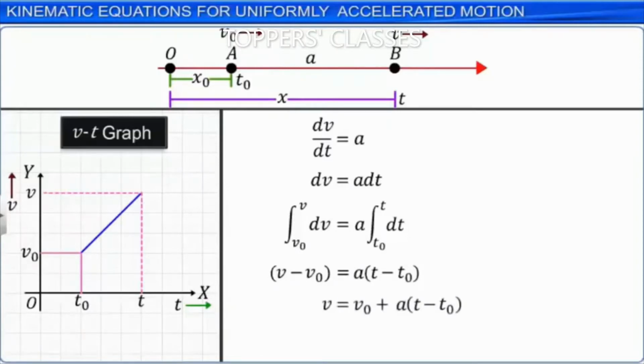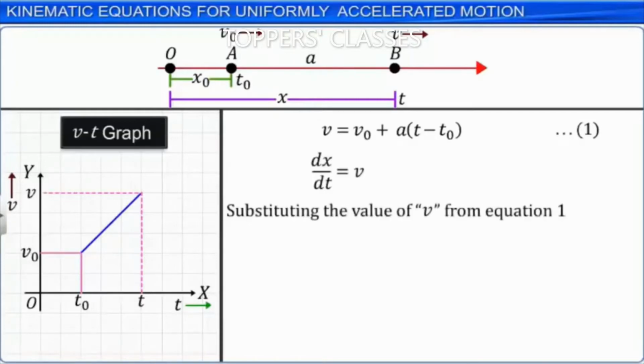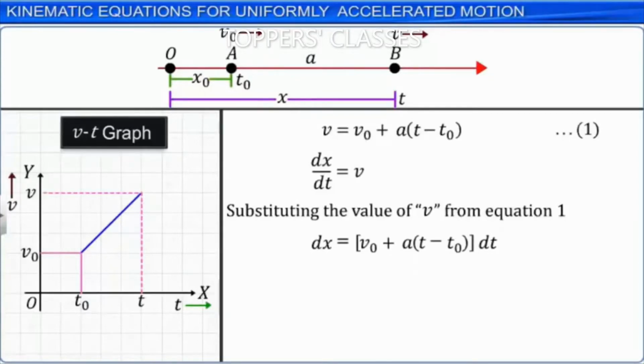We know that dx by dt is equal to v. Substituting this value in equation 1, we get dx by dt is equal to v naught plus a into t minus t naught. By cross-multiplying, we get dx is equal to v naught plus a into t minus t naught multiplied by dt. Integrating both sides, we get x minus x naught equal to v naught into t minus t naught plus half a into t minus t naught whole square.